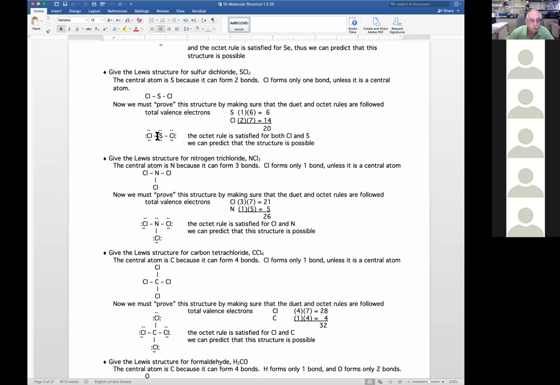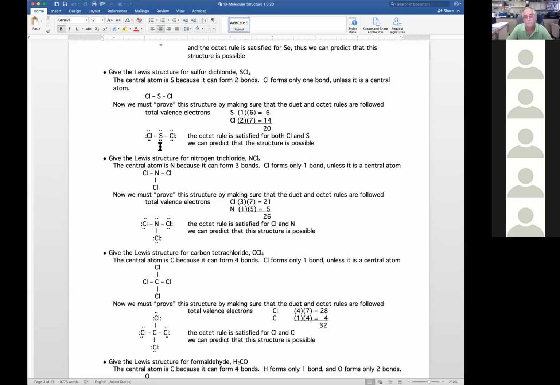First into the bonds. Okay, that takes care of 4. Then to the outer atoms. So I'll put 2, 4, 6 there. So now chlorine has 8. 2, 4, 6 more over there. So this chlorine has 8. So at this point, I made the outer atoms happy. I still have 4 more valence electrons that go somewhere. They're going to go on the central atom.